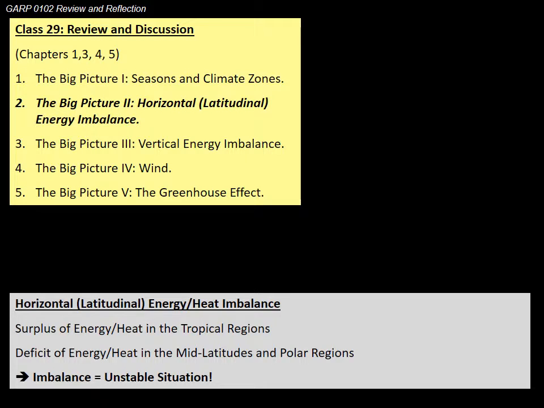Now, the second part, big picture number 2, is what I refer to as the horizontal energy imbalance. You can also call it the latitudinal energy imbalance. And the basic story is written up in that gray box. There's a surplus of heat, a surplus of energy, if you will, in the tropical regions. And there's a deficit of energy and heat in the mid-latitudes and the polar regions. That's what we refer to as the energy imbalance as a function of latitude. That's an unstable situation, and nature has to somehow balance that out.